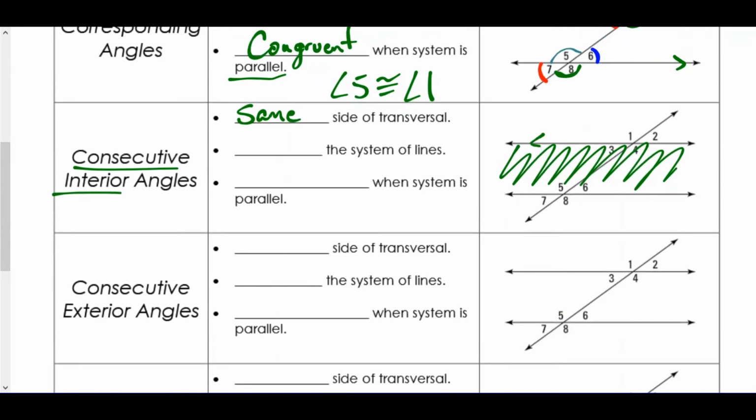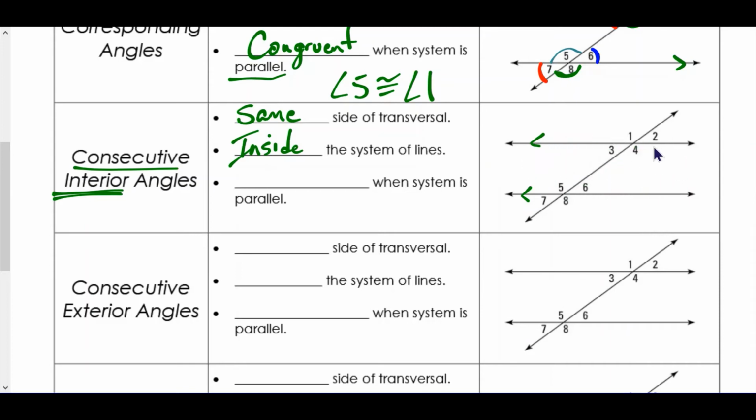I'm going to mark that as parallel again. Inside here is where the word interior really comes from. And when the system is parallel, when these two lines I have here are parallel, consecutive interior would be referring to 3 and 5 or 4 and 6, and those are supplementary.